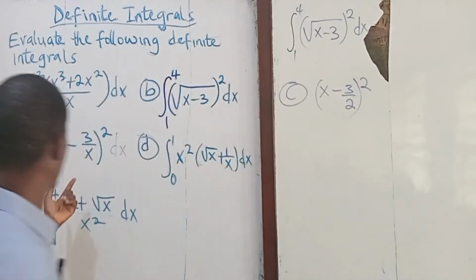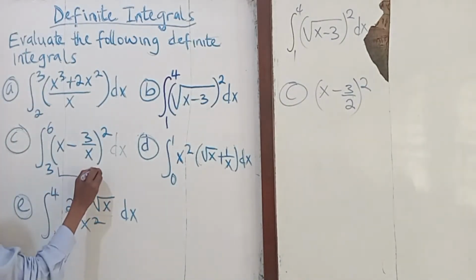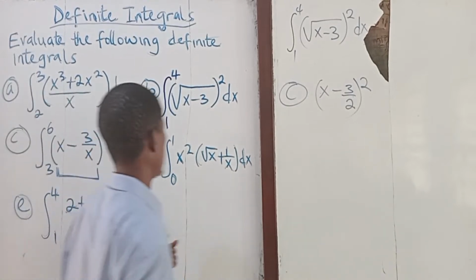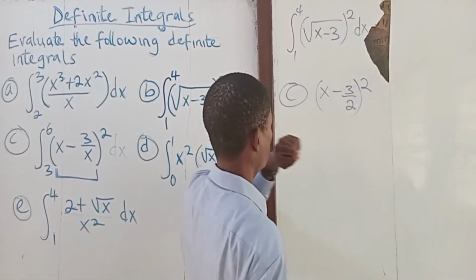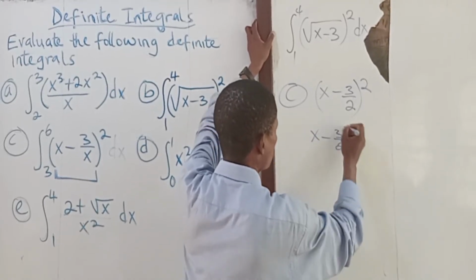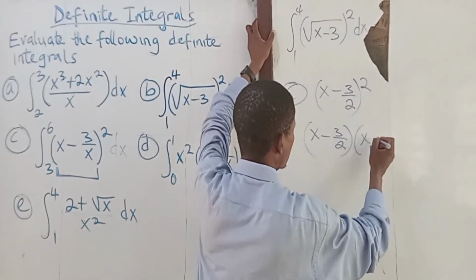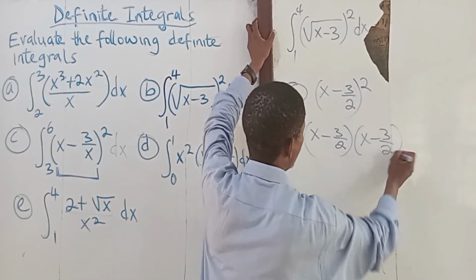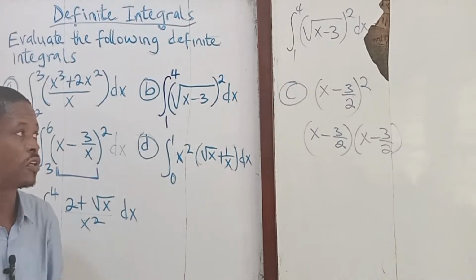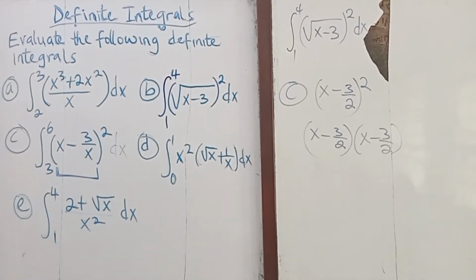Okay, let me first of all do the expression. Okay, we have power 2. So the meaning of this is what? Is x minus 3 over 2 times x minus 3 over 2. That's the meaning of that. X minus 3 over 2 and then x minus 3 over 2. That's the meaning of the square.